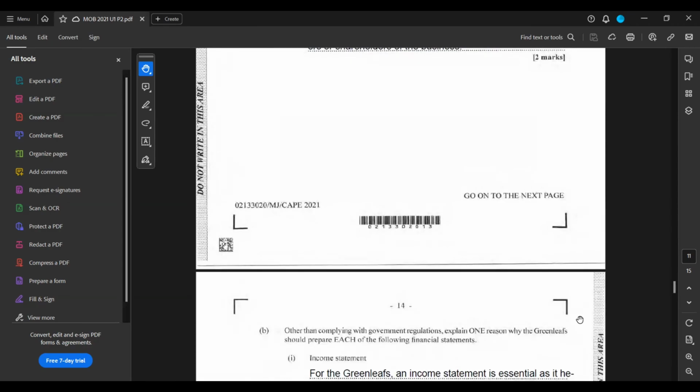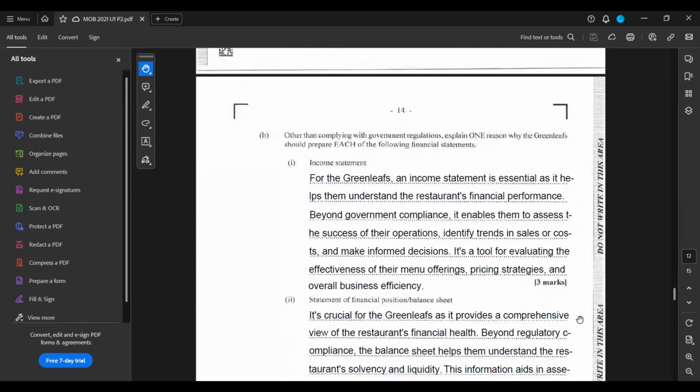Part B, other than complying with government regulations, outline one reason why Greenleafs should prepare each of the following financial statements. Income statement. For Greenleafs, an income statement is essential as it helps them understand the restaurant's financial performance. Beyond government compliance, it enables them to assess the success of the operations, identify trends in sales or costs, and make informed decisions. It's a tool for evaluating the effectiveness of their menu offerings, pricing strategy, and overall business efficiency.